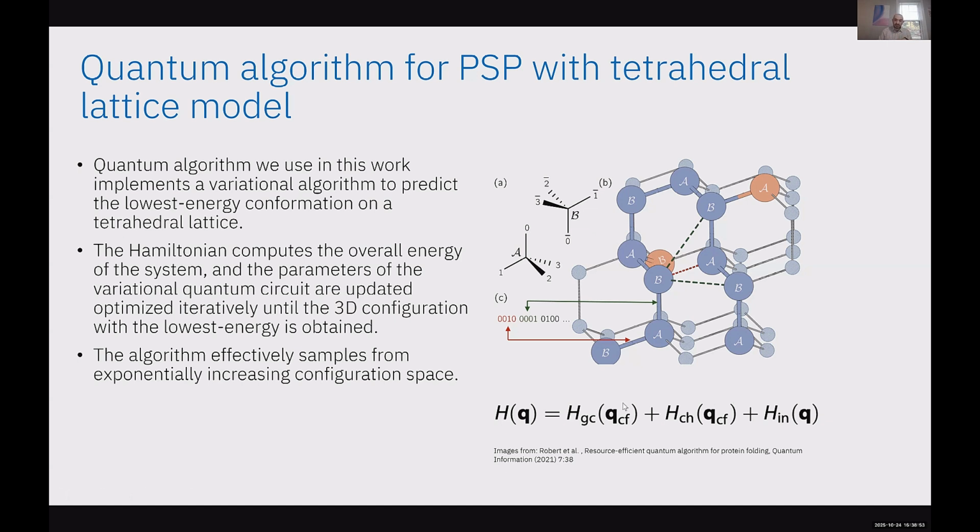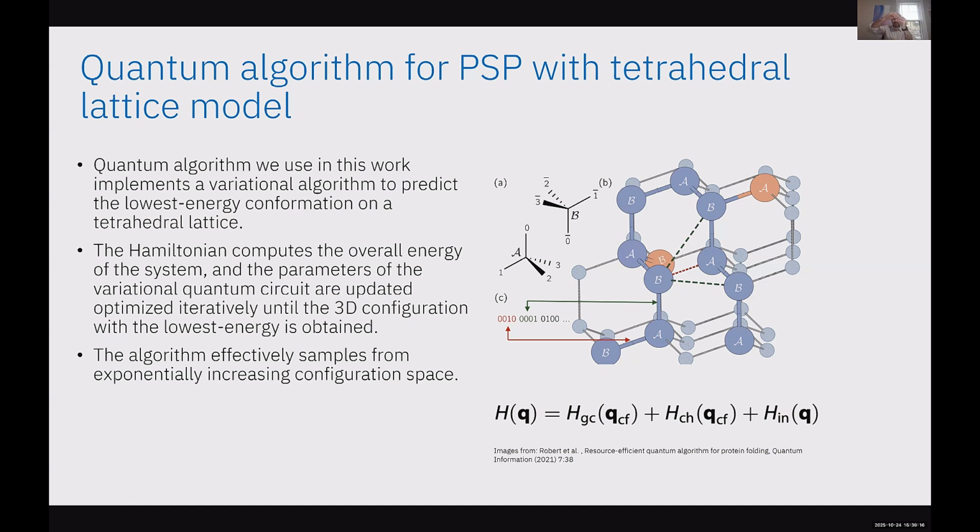But these first 2 terms are geometry constraint terms. This is called the growth constraint. This essentially controls that, as the lattice is growing, you're not going to fold back onto yourself, or have 2 amino acids occupying the same space. So it allows you to make sure that you have the correct geometry.